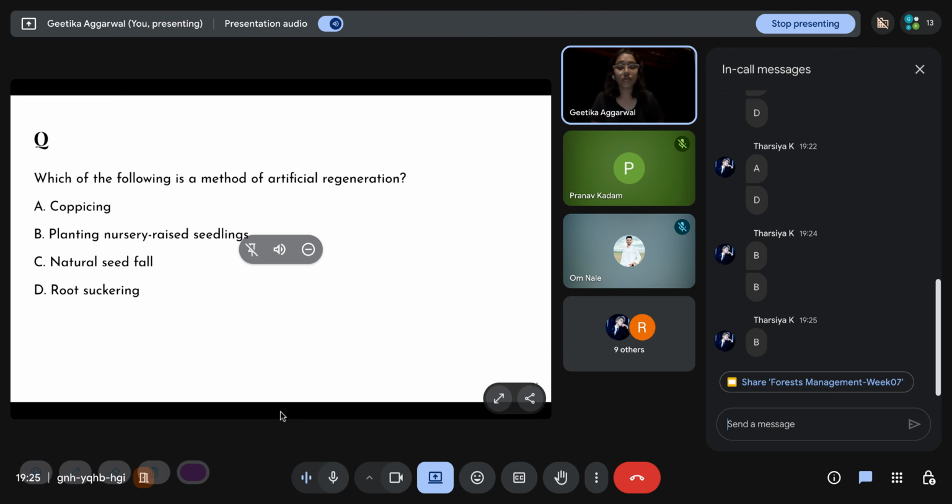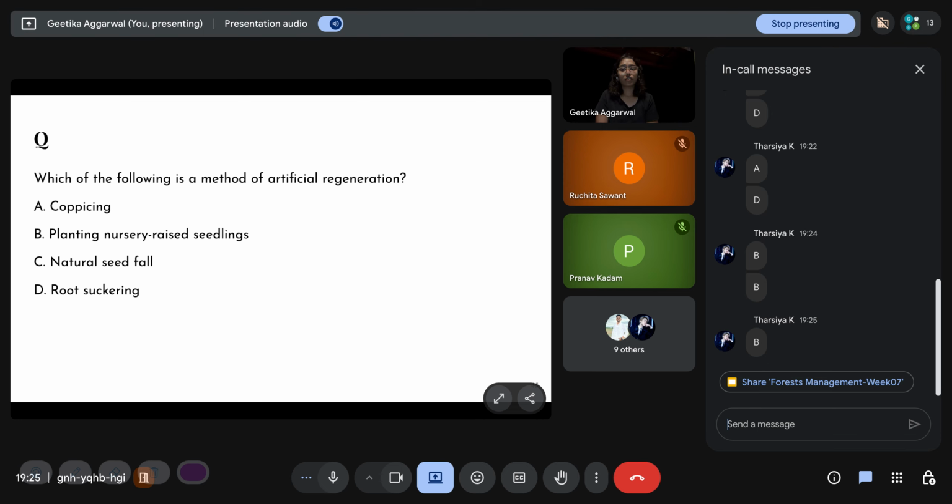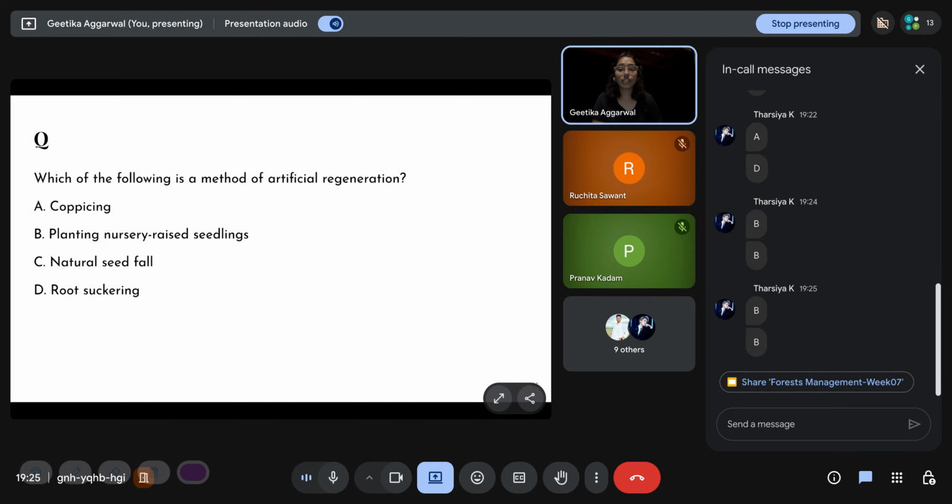Which of the following is a method of artificial regeneration? Coppicing, planting nursery raised seedlings, natural seed fall, or root suckering. So correct, basically planting nursery raised seedlings. That's the only artificial regeneration. Coppicing and root suckering, as we discussed, is vegetative propagation, and natural seed fall is the seeds that come out of mature trees and then spread into the area and then establish into large trees. That is natural regeneration.